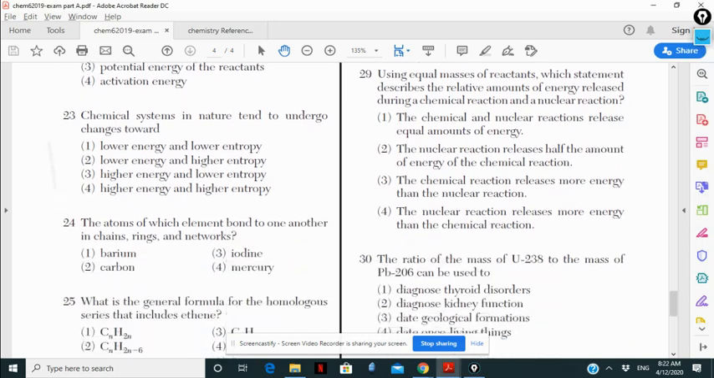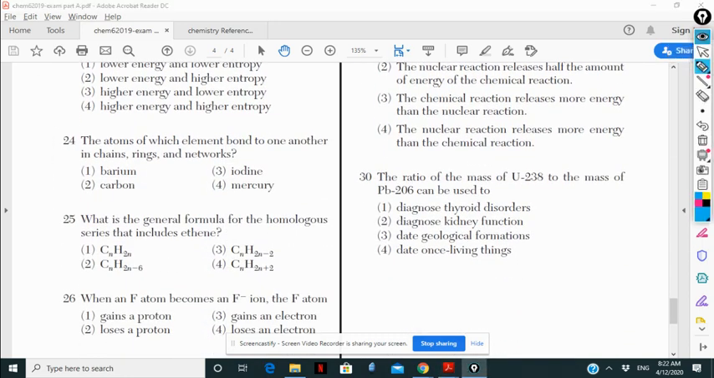Question number 24. The atoms of which element bond to one another in chains, rings, and networks? So that's a question about organic chemistry. Because if we remember, we have alkanes, and we have benzene rings. So that's the only element we heard about that can make rings. So the carbon. So the answer is number two.